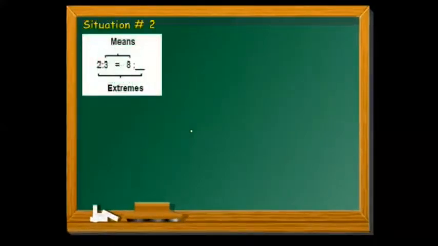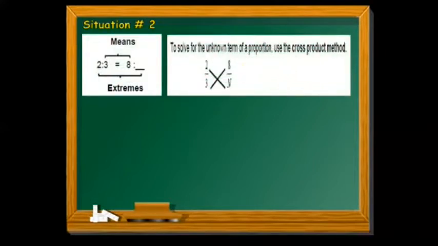So, that's the means and the extremes. To solve for the unknown term of the proportion, use the cross product method. So, multiply natin siya. 2, ito yun na, 2:3. And then 8 is to the missing term.